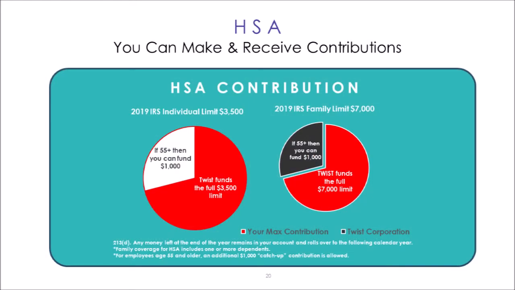Twist also contributes to your HSA. For 2019, Twist will fund the full maximum of $3,500 per year for employee-only coverage and $7,000 per year for family coverage. These funds will be prorated over the pay periods. If you are 55 and up, you can contribute the catch-up of $1,000, and if you have a spouse 55 and up, they can open their own HSA and contribute their catch-up of $1,000.